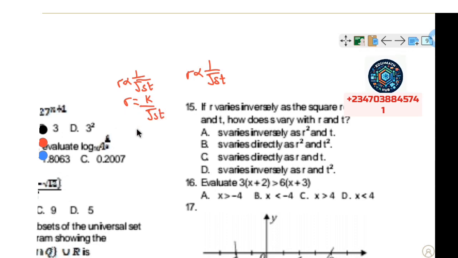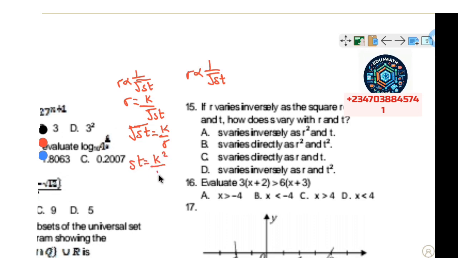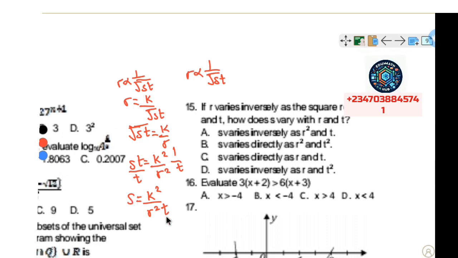So you have square root of st equals k/r, then square both sides. So you have st equals k squared over r squared. Then you want to make s the subject, so divide both sides by t. At the end of the day, you have s equals k squared over r squared t. They're asking how does s vary with r and t? You see that it is inverse proportion because the two terms are denominators here. They're actually under the division sign. So what you have is inverse proportion.